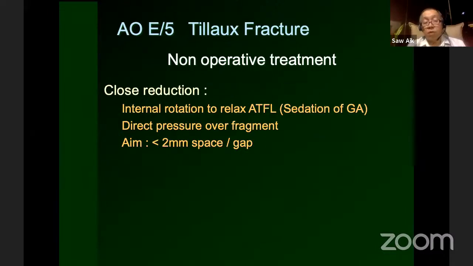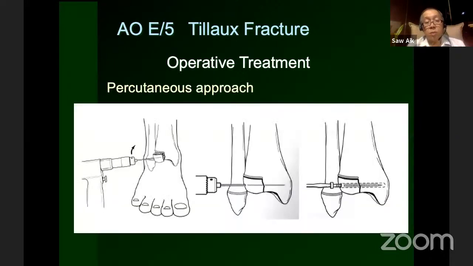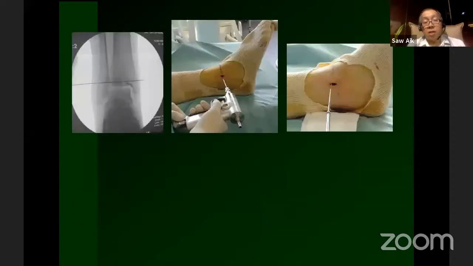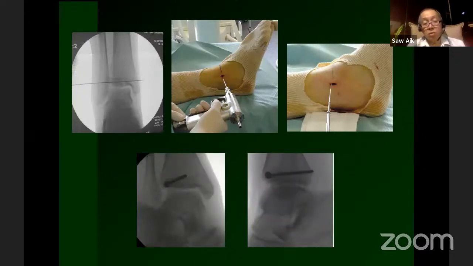Now, it can be treated without opening up, because sometimes when the fragment is small, displacement is not so much. But for those people who like to rehab and go back to sports early, or when the piece is big and displacement is small, it can be treated with internal fixation. Nowadays, a percutaneous approach is minimally invasive. It can be done through a small incision like this one. You see, from the small hole, one single K wire can be used to reduce, to fix, as well as to insert the cannulated screw. This is what you can get through that small hole.